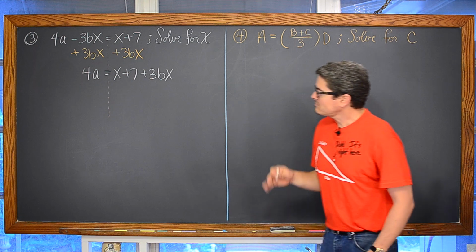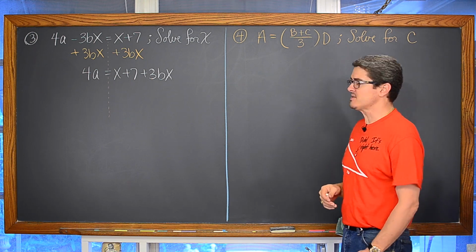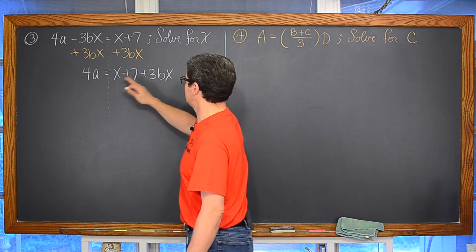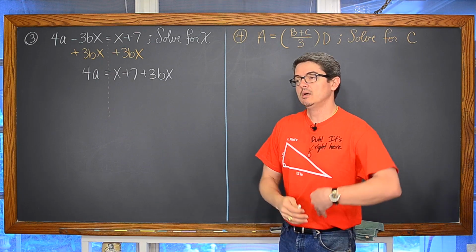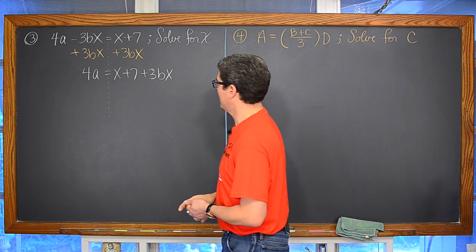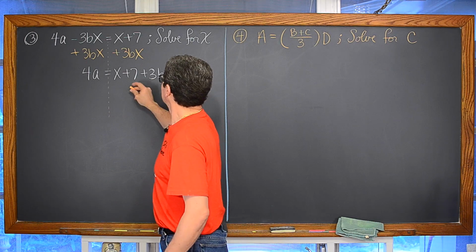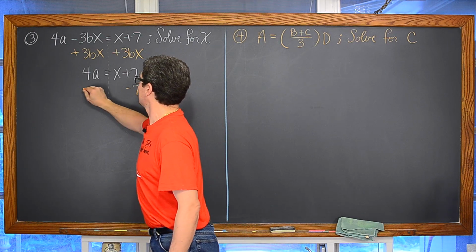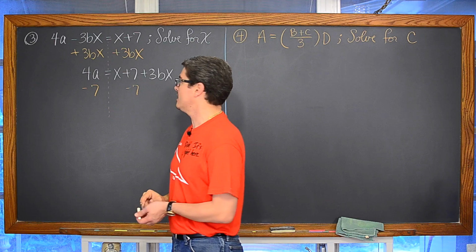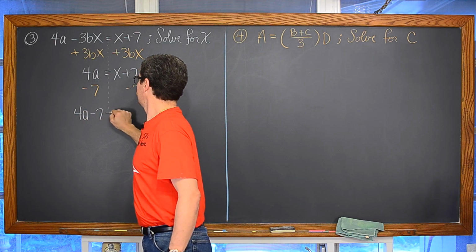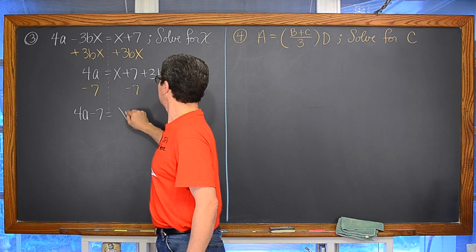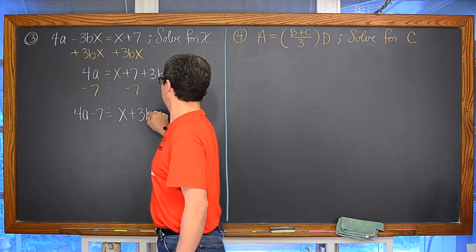Okay, now our right-hand side of the equation has a positive 7. I need to isolate those terms that have the x in them if I'm going to continue to solve for x, just like I did before when we had this similar idea, an equation with variables on both sides, and we get 4a minus 7 is equal to x plus 3bx.